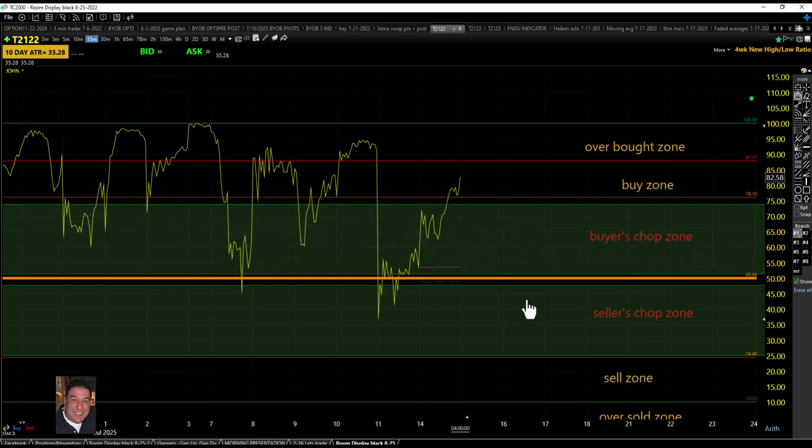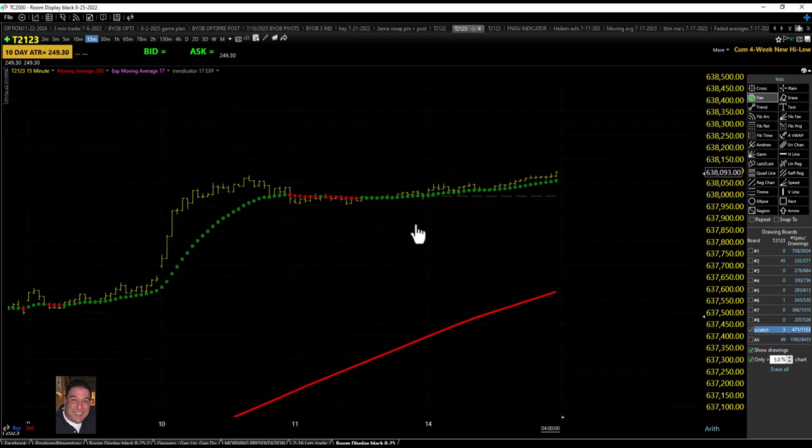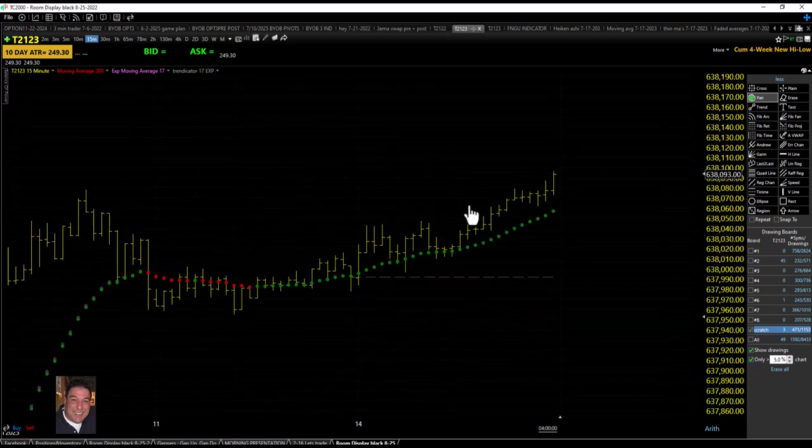Maybe when those financials report. Okay? T2122, back in the buy zone. All right? That's good. We're back. All right? Let's take a look at T2123. Look at the melt up here. Okay? Big melt up.